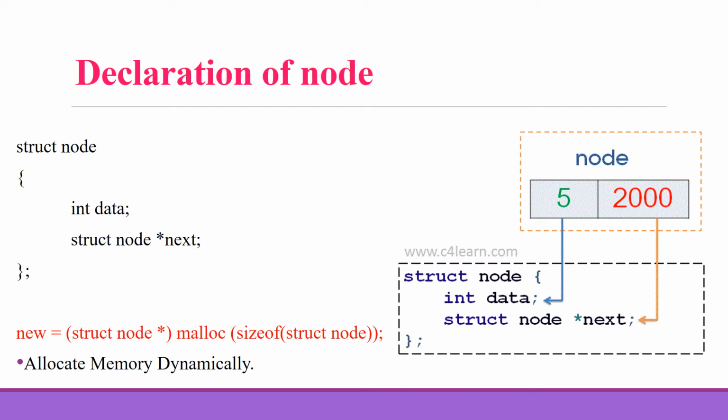Declaration of node. As a linked list consists of nodes, we need to declare a structure which defines a single node. Our structure should have at least one variable for the data section and a pointer for the next node. In C++, our code would look like this: struct node, within curly braces we have to give int data; struct node *next; ending with a semicolon. This is the way to declare a node in the linked list.